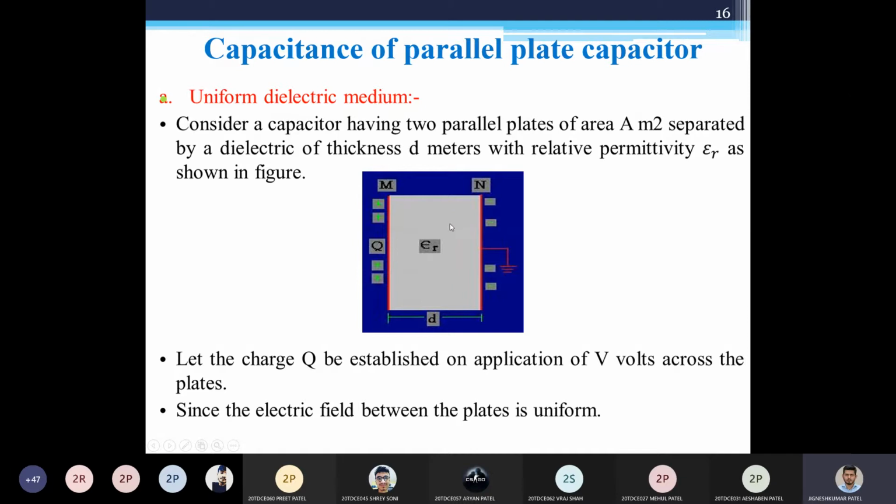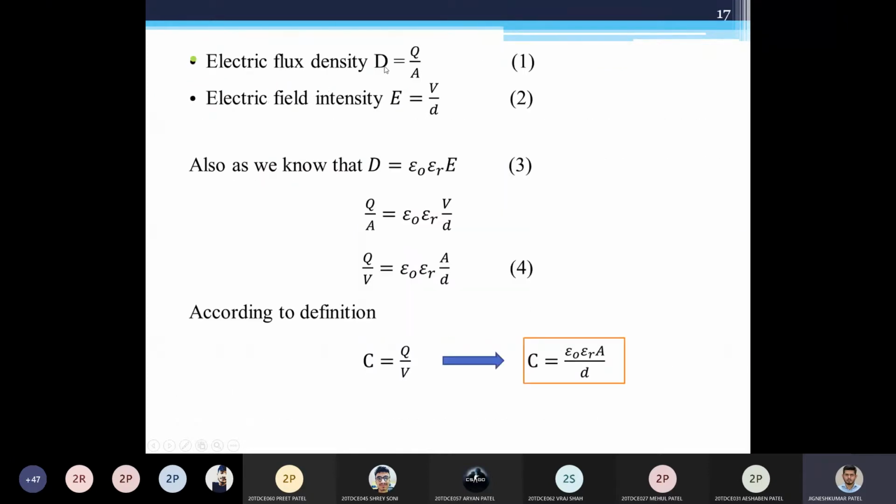So this is the first example, and in this example some information is given. First is the permittivity of the media, epsilon r, the charges on the plate is q, and the distance between the two plates is d. That is the basic information that we have, and the voltage across these plates is v. From this we can calculate D is equal to q by A, and E is equal to v by d. This would be helpful only and only whenever there is a uniform capacitor formulated with a single media.